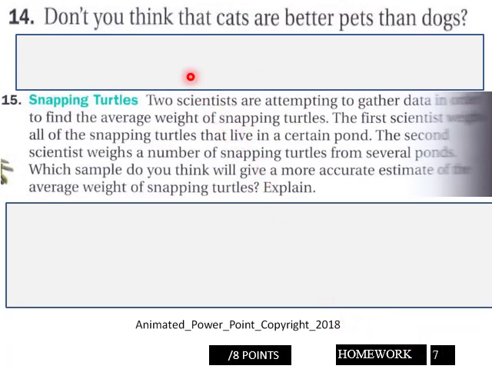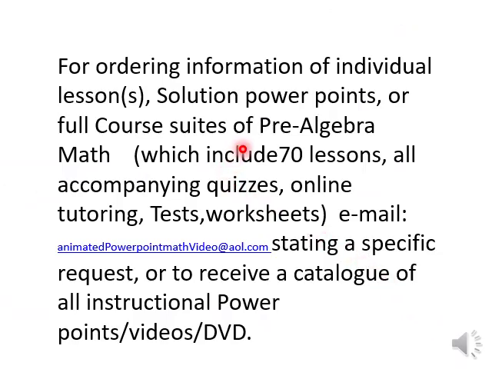And then page 7, again up here, about bias. And then 15 about snapping turtles. Explain. Using full sentences here. 8 points for page 7. And that is 11.4 part 1.